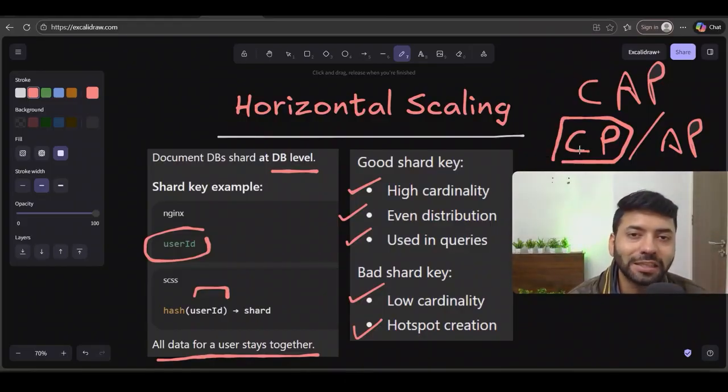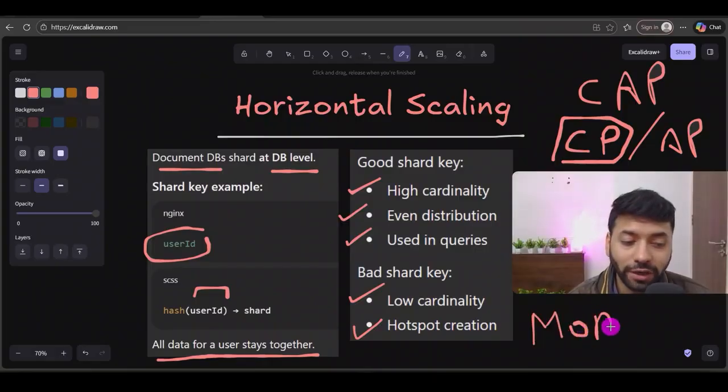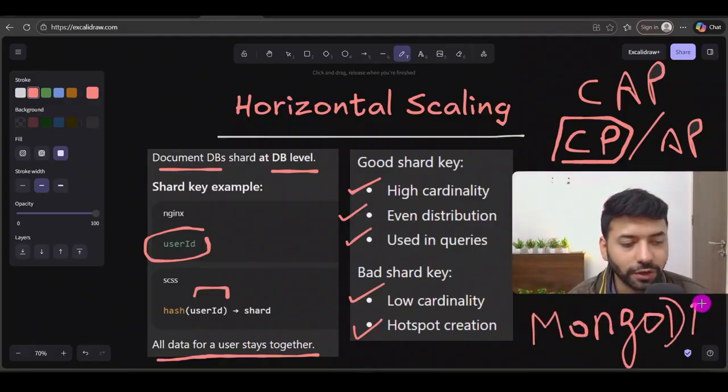So consistency is given more preference than availability in document database. As I mentioned, MongoDB is the most famous example of document-based databases. MongoDB is quite popular and you might have already used it as well. So it is a type of document database.